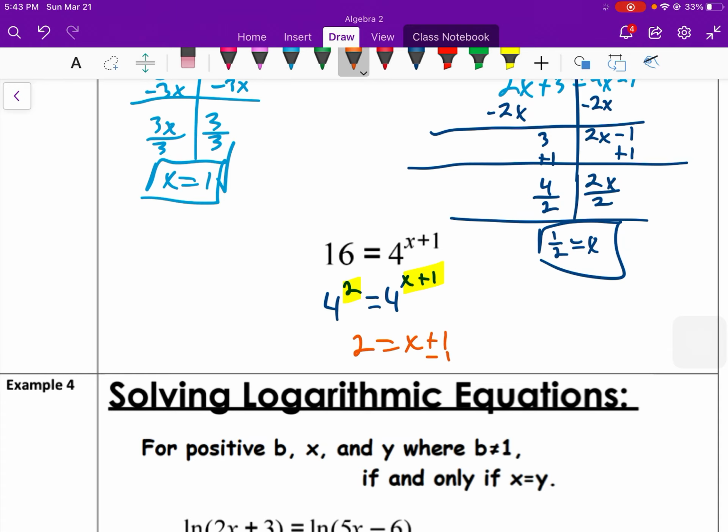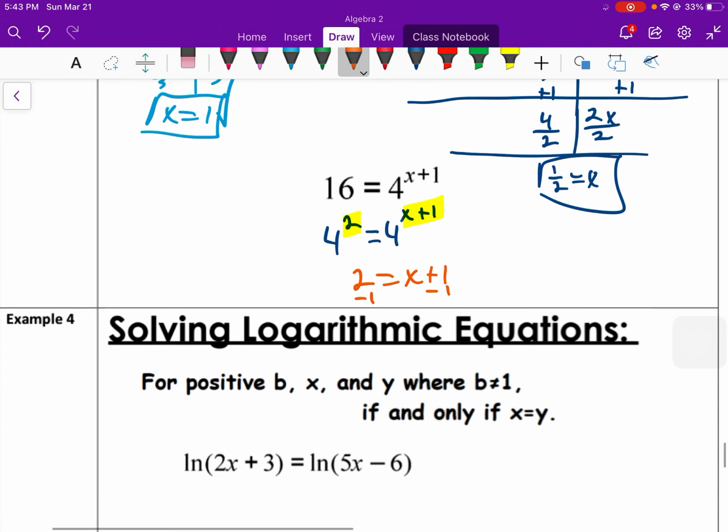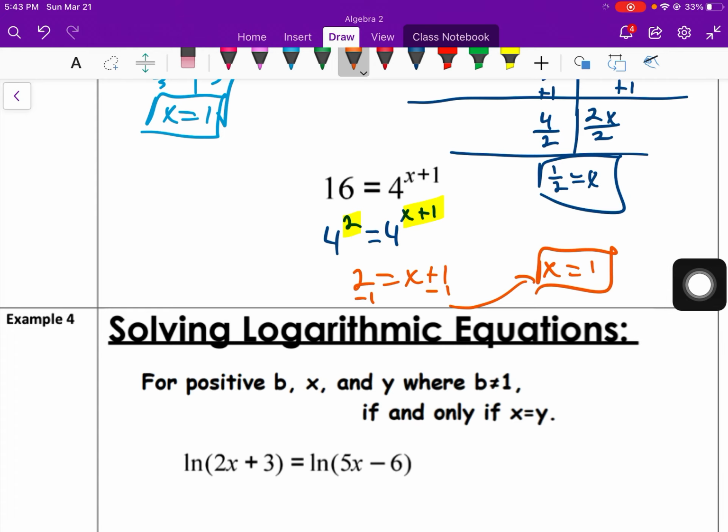2 equals x plus 1. We're solving for x. I'm going to finish it over here, so then we have x equals 1. Let's plug it in. We can plug it in right at this spot, or that one. It would be 1 plus 1 is 2. That's 4 squared. Those are equal. And that looks good.